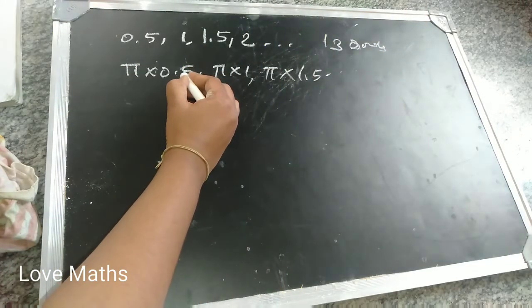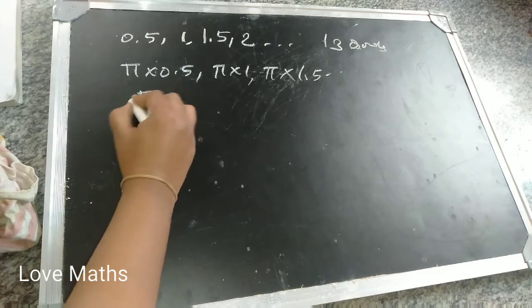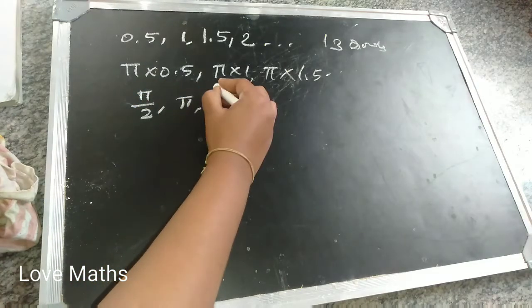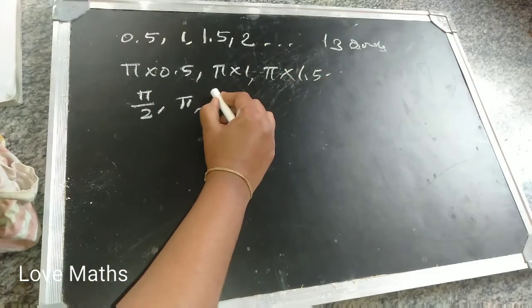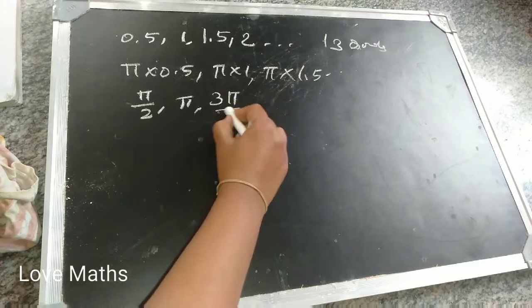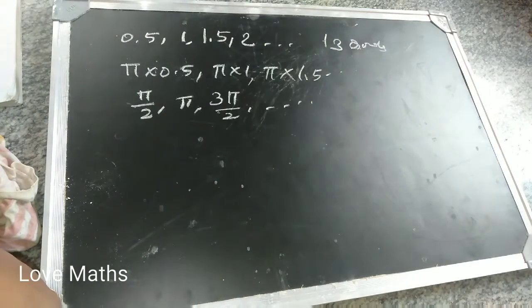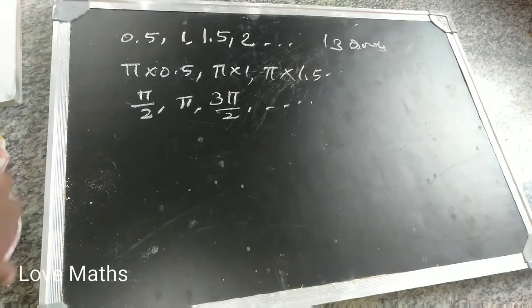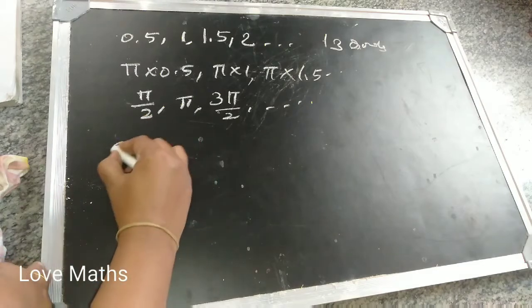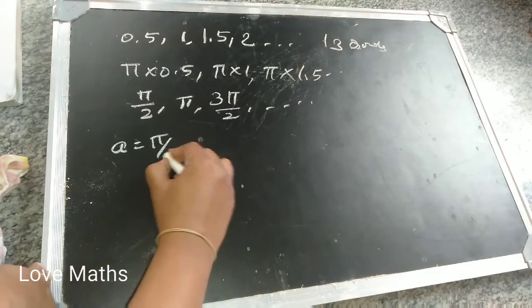So 0.5 means what? 1 by 2. So pi by 2, comma, pi, comma, 1.5 means 3 by 2, so 3 pi by 2, comma, etcetera. It's going on. So now it is a sequence. What is in this sequence? What is A? A is pi by 2.